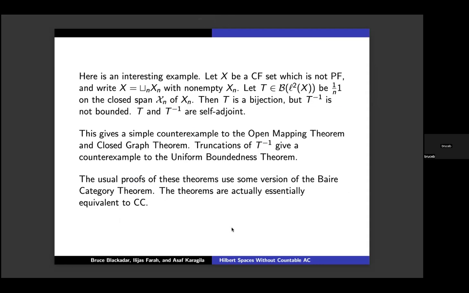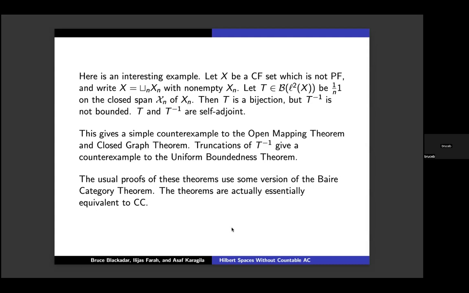You can also get another interesting example. If you take a CF set which is not PF, so that means you can write it as a disjoint union of a countable number of non-empty subsets. They're not finite subsets, but they're subsets. You can define a bounded operator on L2 of X just by taking it to be 1 over n times the identity on the nth subspace. And this is injective, but it's actually also surjective because every vector has finite support. But the inverse is not bounded.